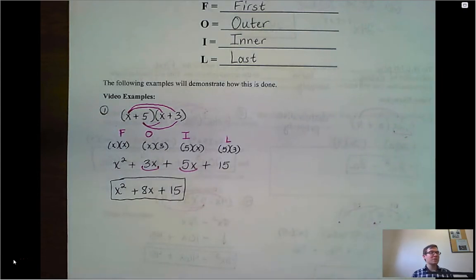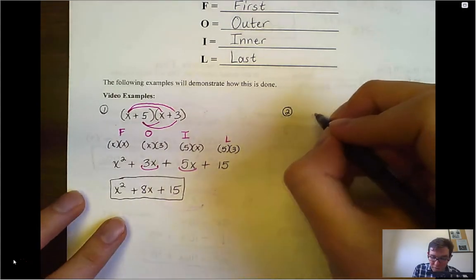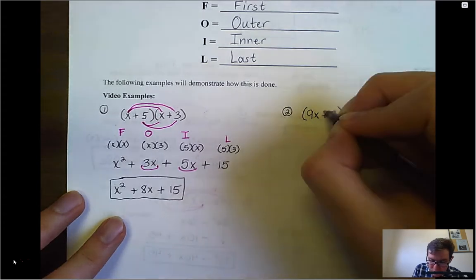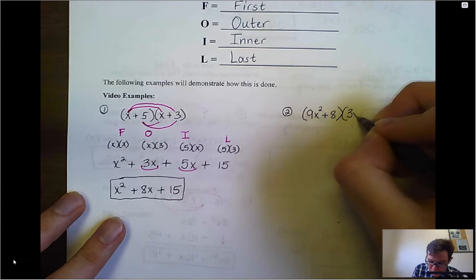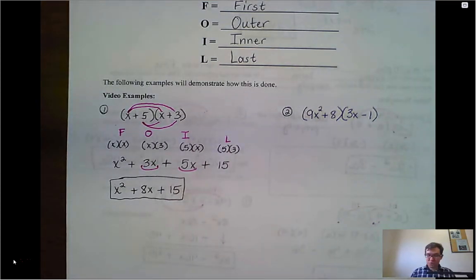Again, FOIL is just a way to remember what the steps are to multiply two binomials. Let's do another one just to make sure we really have a good handle on this. Let's do 9x squared plus 8 times 3x minus 1.